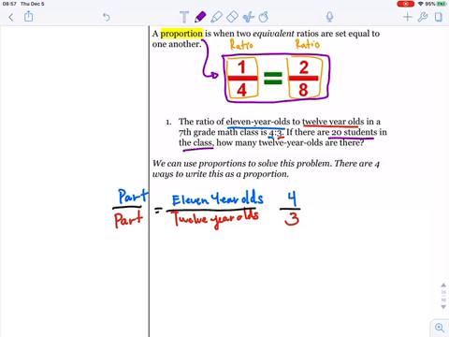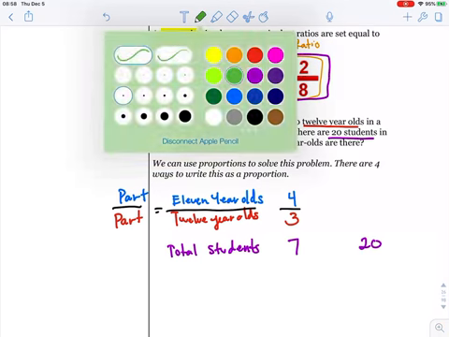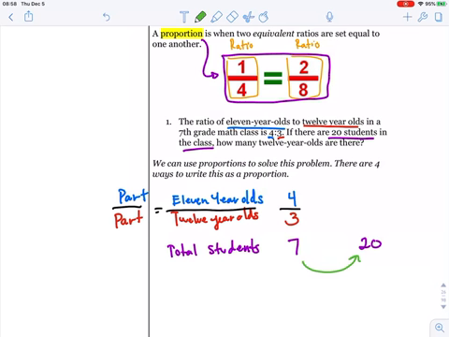Now we've almost got like another ratio here. I'm just going to put total students. Okay, now they're telling us there's 20 students. But if I add these together, I don't have 20 students. I only have 7. So what I need to do is figure out how to make this 7 into 20. The amount of change that happens from one to the other should be times 20 over 7. New over old.